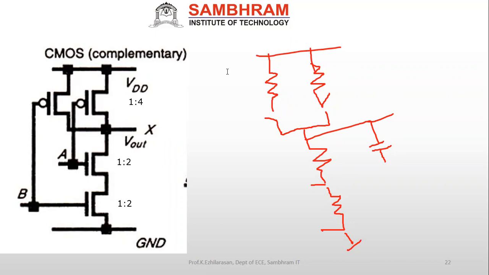Now we can say this is your RP1. That is your pull-up transistor. This is, I can say, RP2. Now this I can say RN1. This I can say RN2.